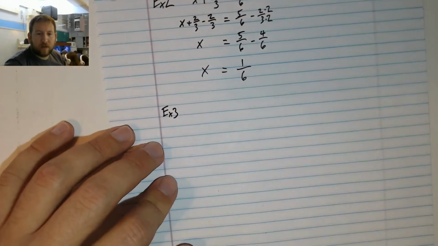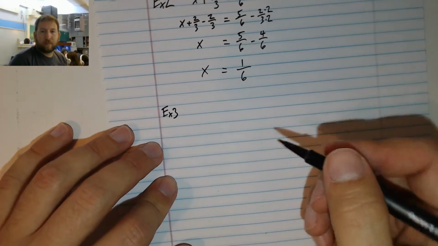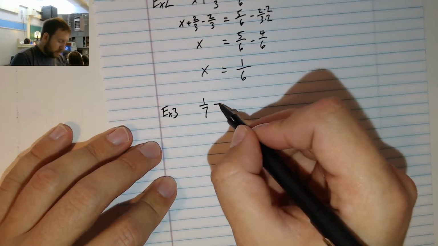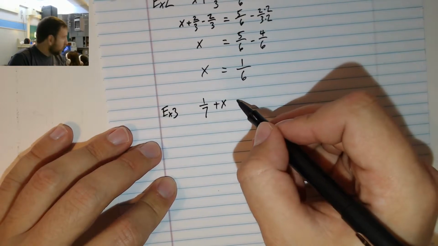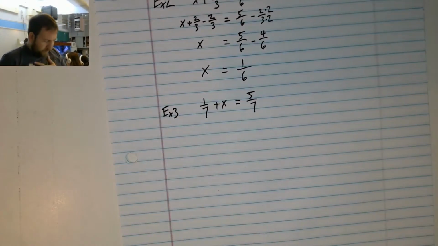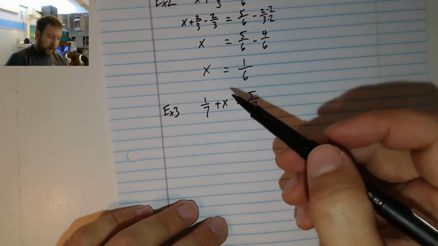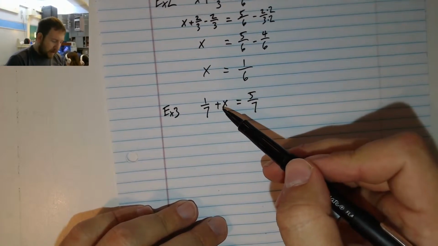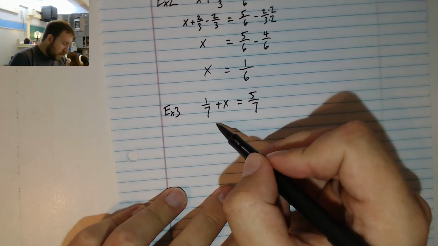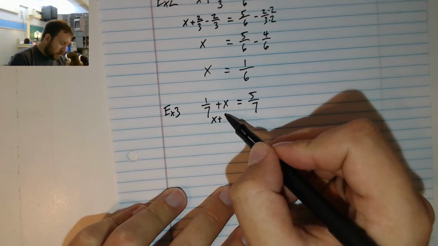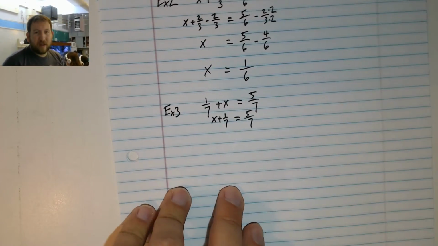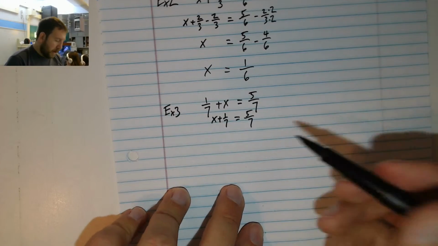This one looks like this. 1/7 plus x equals 5/7. Alright, so this time, it's a little weird. I have my x on the wrong side. But I can just use the commutative property and move that around. So I can just rewrite this as x plus 1/7 equals 5/7. And it doesn't really matter, remember, because I can just do it however I like.